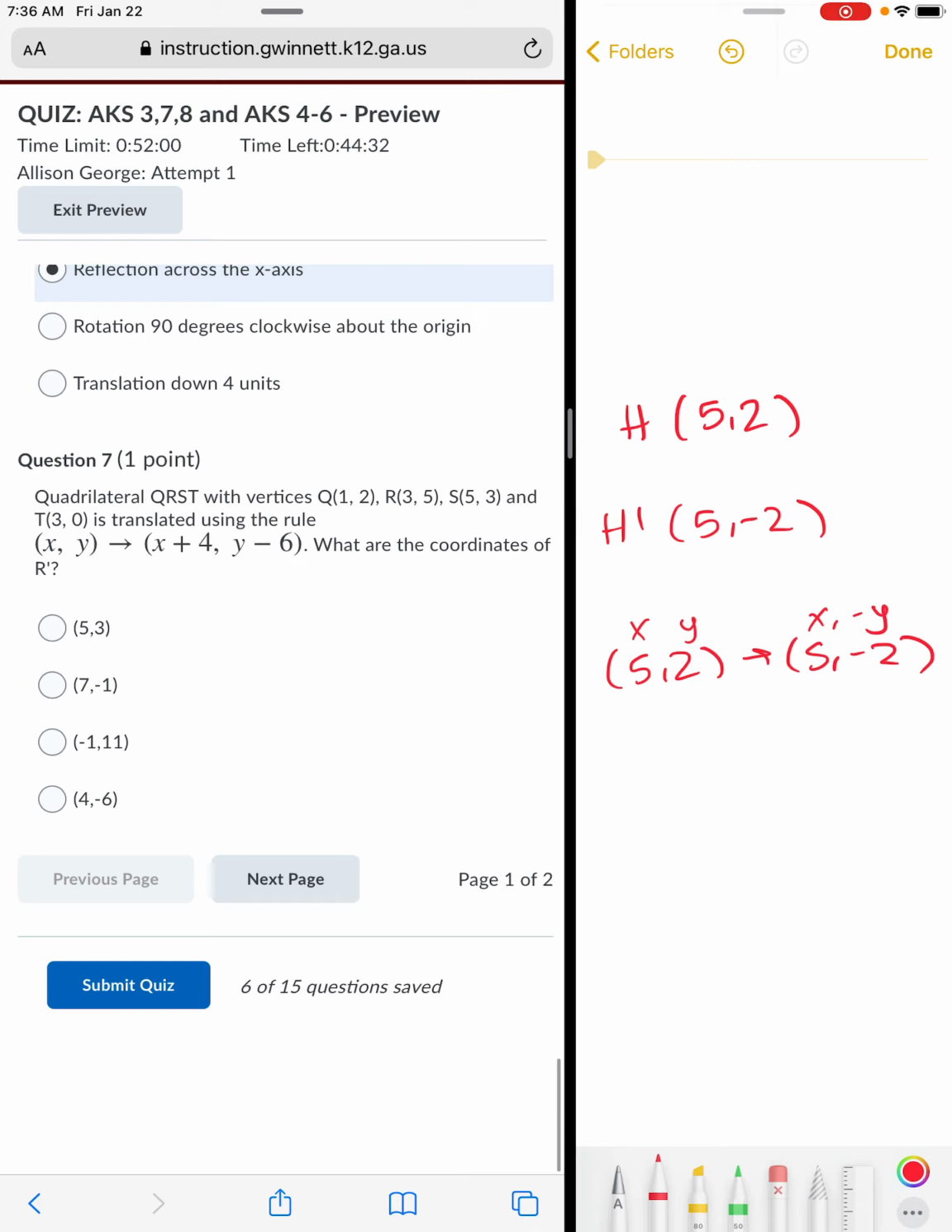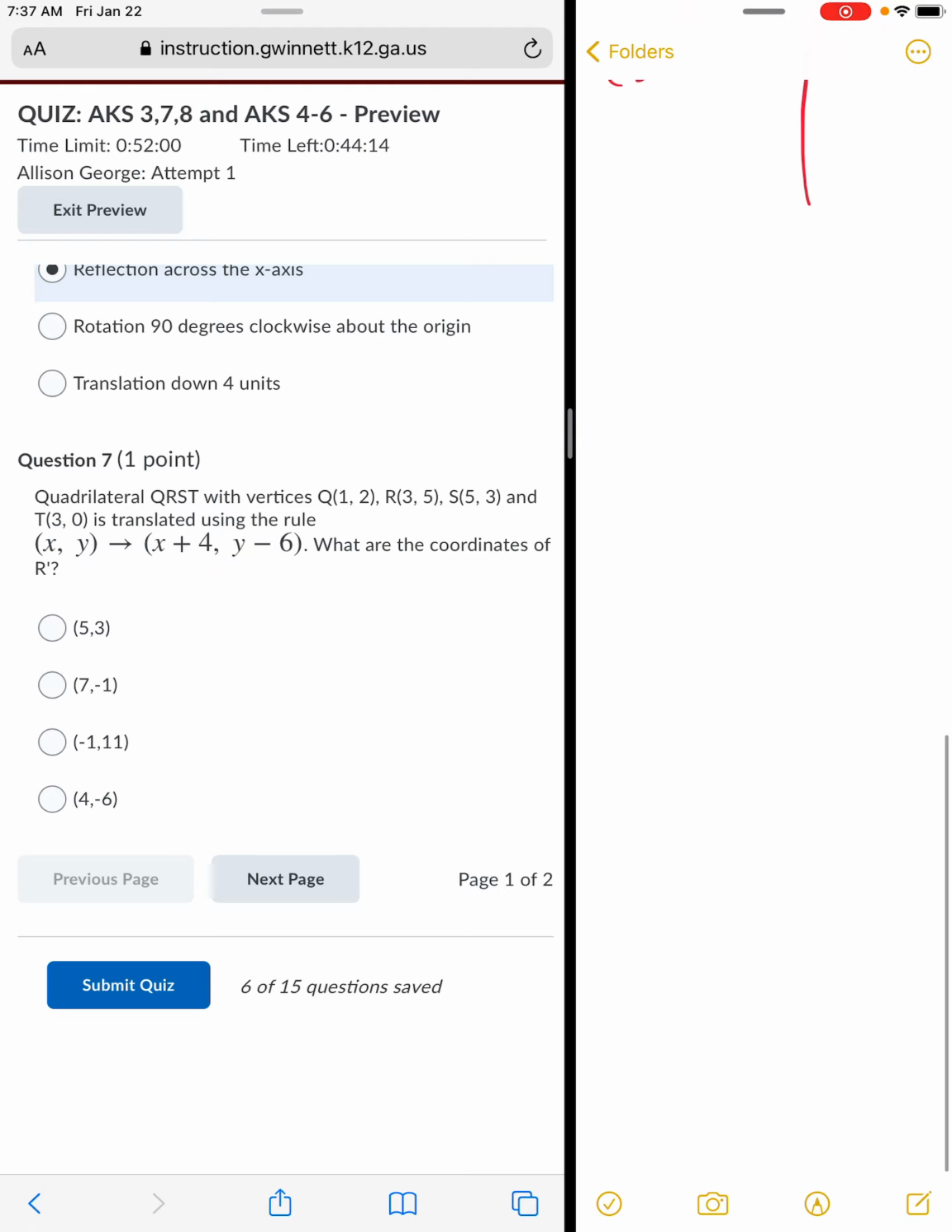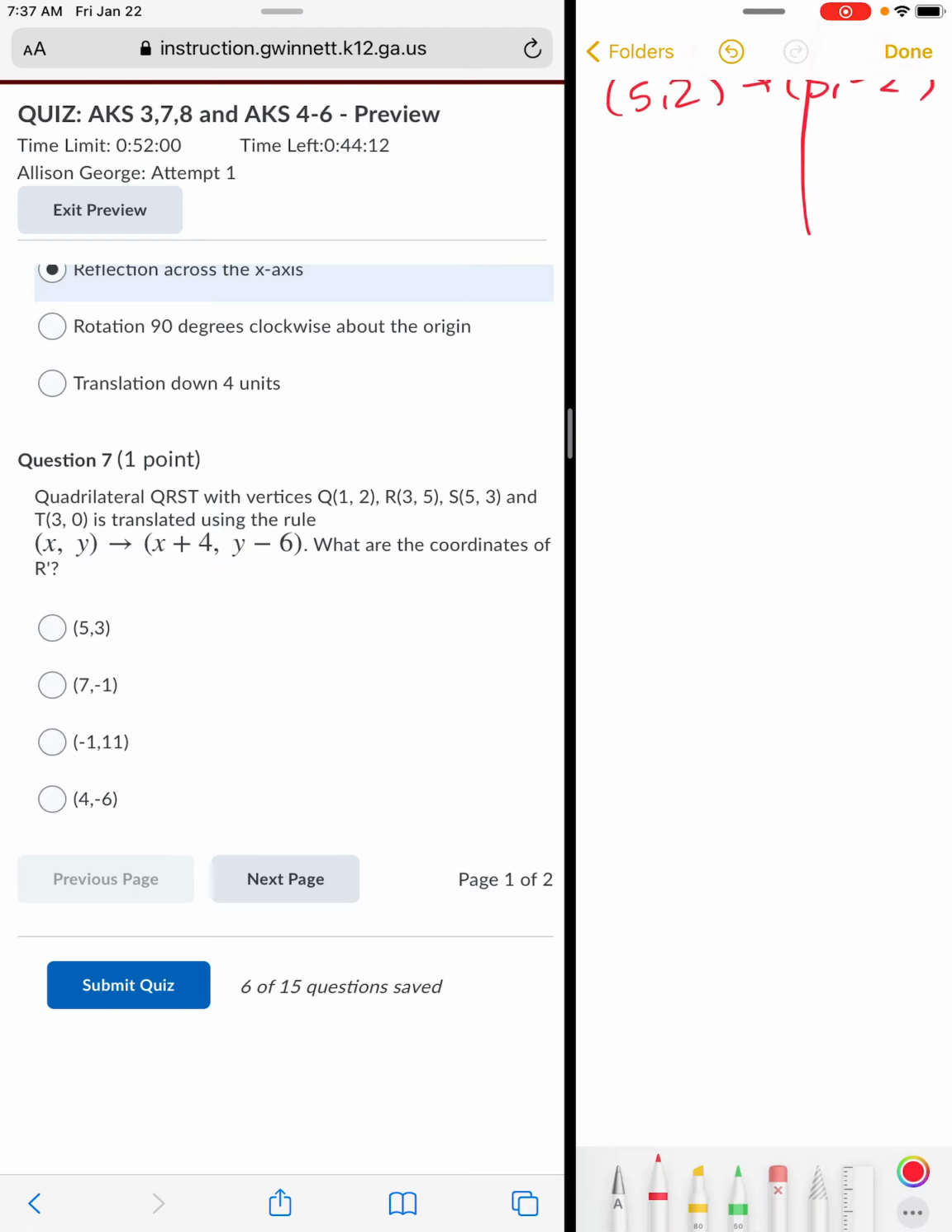All right, number 7 here. Quadrilateral QRST with vertices Q, R, S, and T listed as they are there is translated using the rule XY becomes X plus 4, Y minus 6. So what do we do here? This is a translation. Remember, translation is where you add or subtract to the X's and Y's in order to move them up, down, left, right.